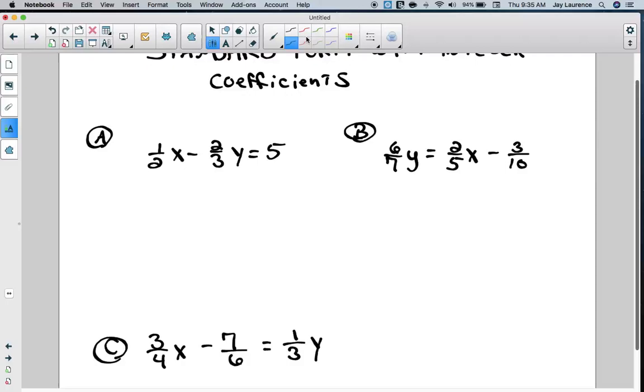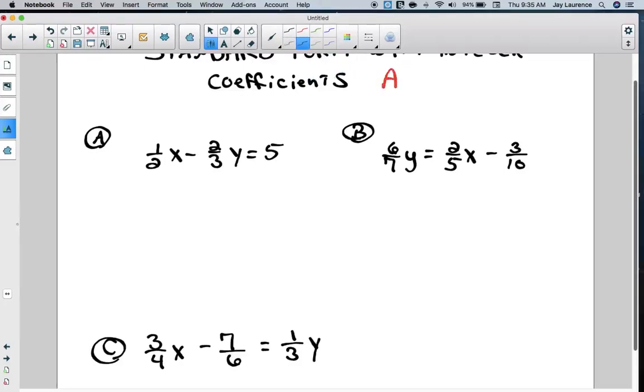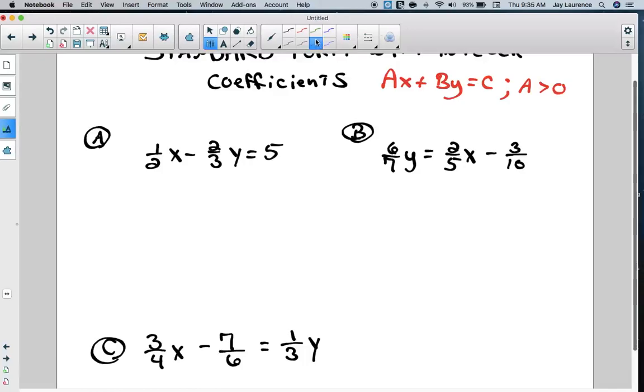All right, so standard form, as I just said, was ax plus by equals c, and a has to be greater than 0. But this time we want integer coefficients. In other words, we want whole numbers or the negatives of the whole numbers. I could have a negative 5 for a coefficient, a 12 for a coefficient. Integers do not include fractions or decimals. All these have fractions. So with each one, I'm going to multiply to get rid of the fractions.